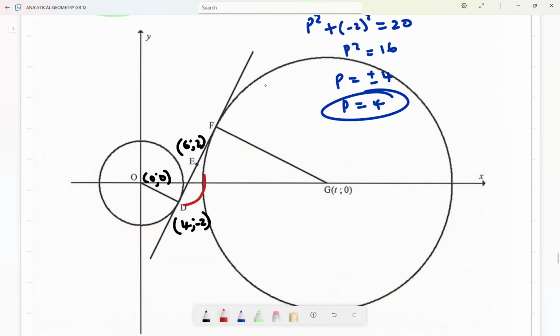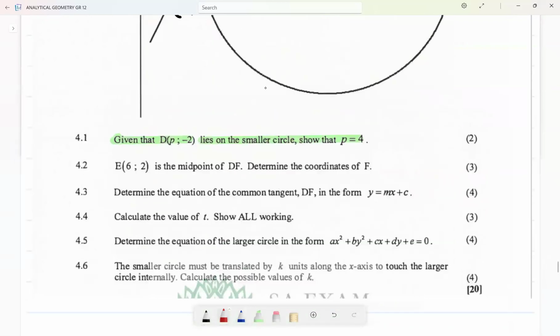How did D move to E? The very same way D moved to E is going to be the same way E moves to F. So from D to E, what happened to the X? The X went from 4 to 6, which means we added 2. And the Y went from -2 to 2, which means we added 4. So basically we are going to use what?